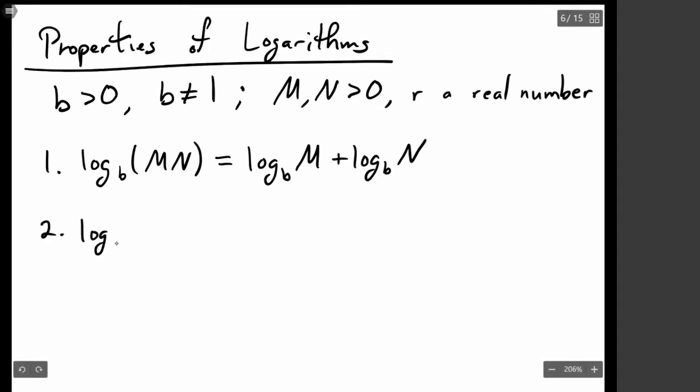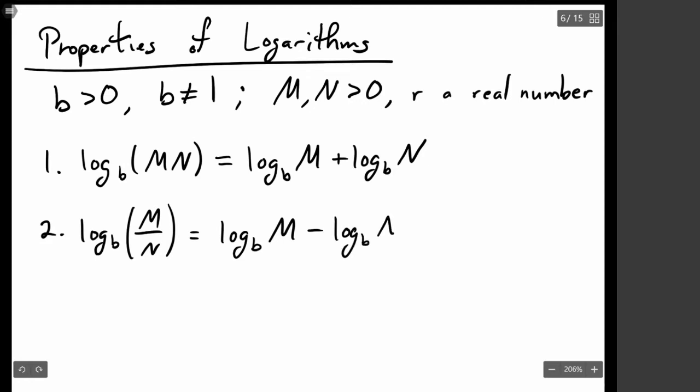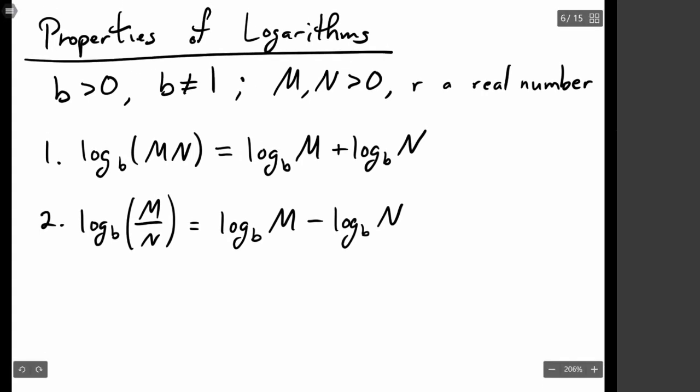Likewise, if we have a quotient inside of the logarithm, this is log base b of m minus log base b of n. So again, it's some pretty interesting things here that we get.